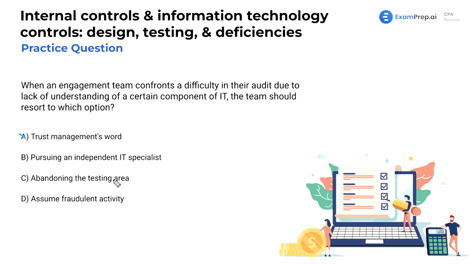Abandoning the testing area. You're not going to just give up because you don't know something. I mean, you would withdraw from an engagement if you are not able to complete the engagement properly, but that's a whole different scenario. We're not going to just give up just because there may be some issues in this IT area and then you don't detect them and then there is a material misstatement.